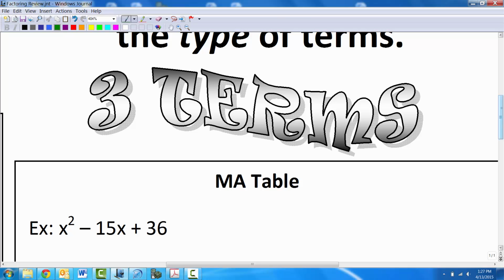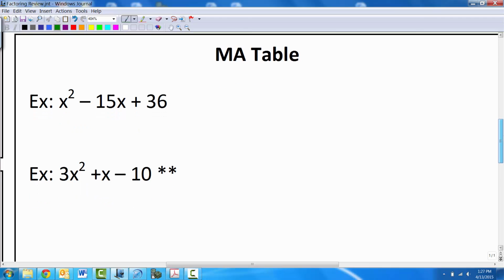When I see 2 terms, if there's no GCF, I only have a difference of cubes, sum of cubes, or difference of squares. And this is the way I factor. Now it's this file. When I have 3 terms, we do an MA. Okay? But why are these 2 examples different right here? How is one different than the other?